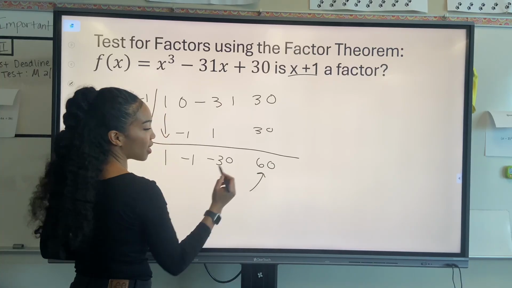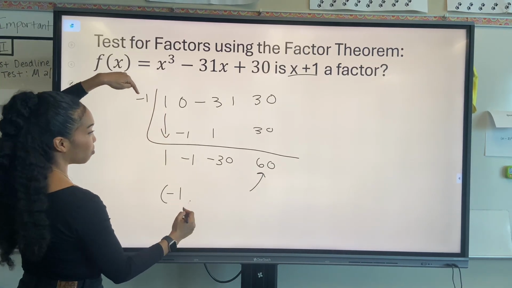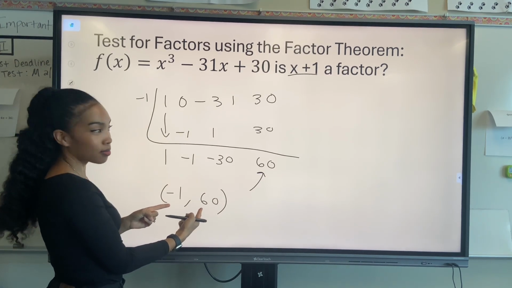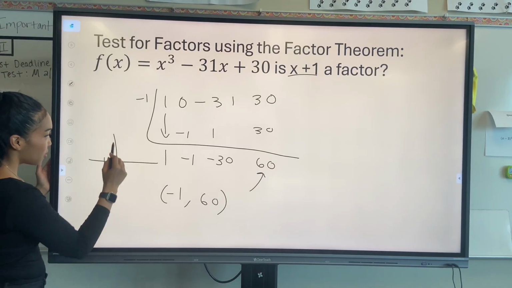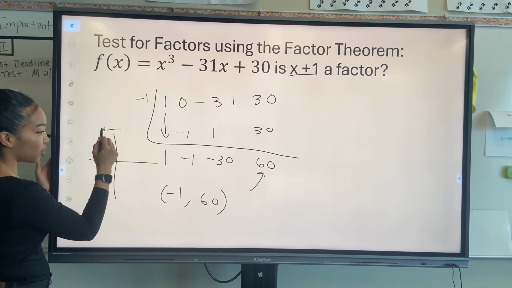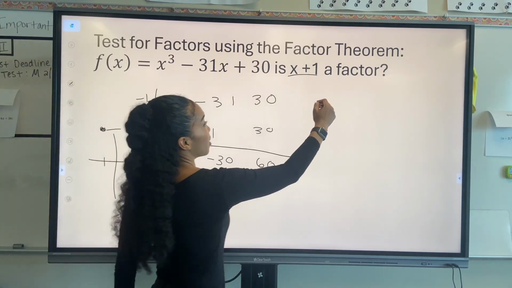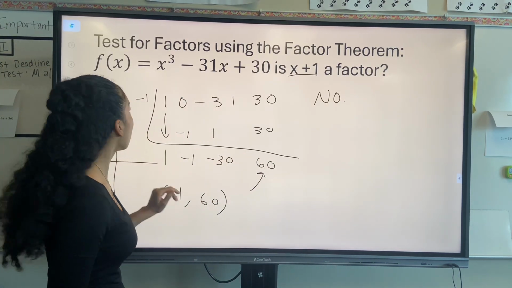Your remainder is 60. This is not an x-intercept. This is the point negative 1, 60. That is not on the x-axis. I'm assuming that's somewhere up here. That is not on the x-axis. So this is not a factor because you got a remainder that is not 0. Okay.